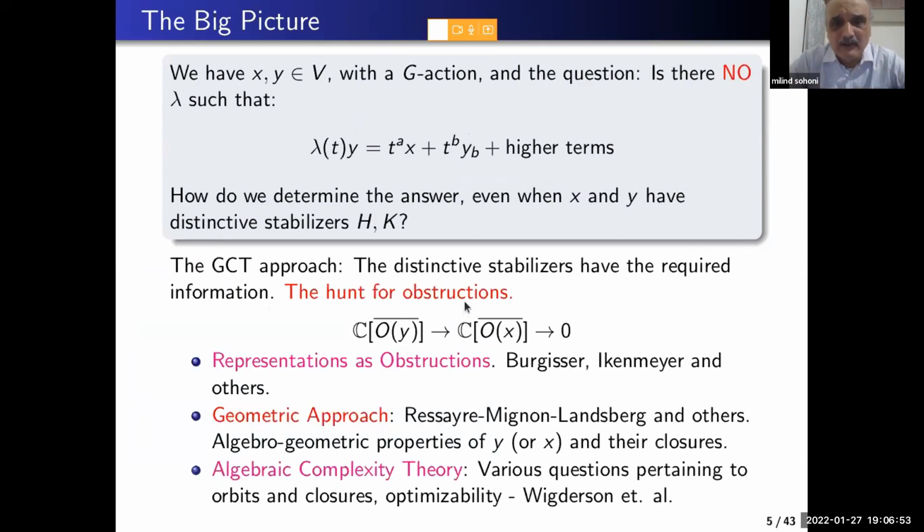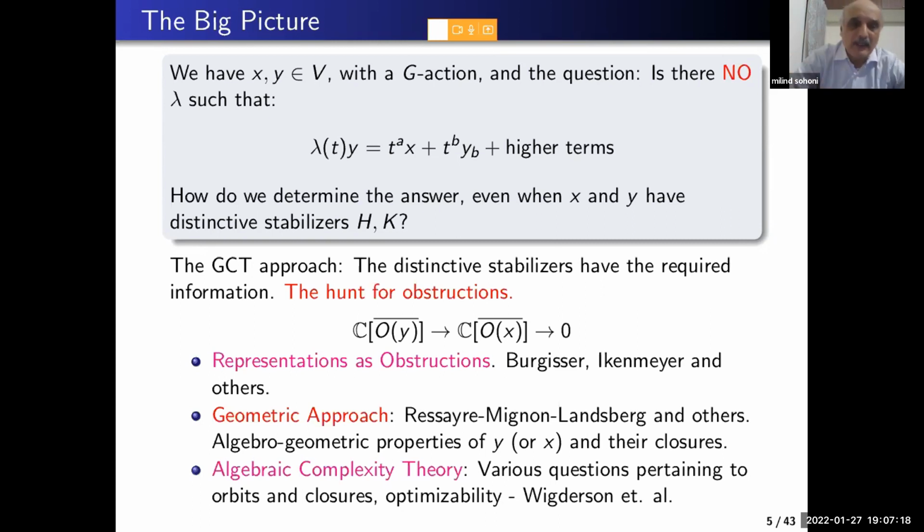So in the GCT arena, the question is in the negation. What evidence or what sort of certificate or obstructions are there to prove that there is no such one parameter subgroup which will take the determinant to a given permanent? And we must answer the question when x and y have very distinctive stabilizers.